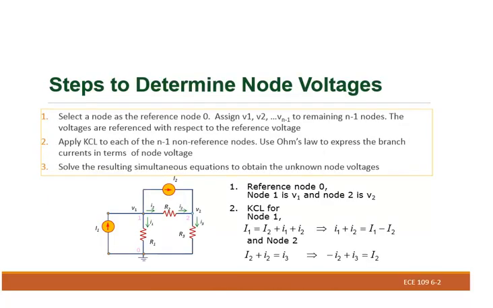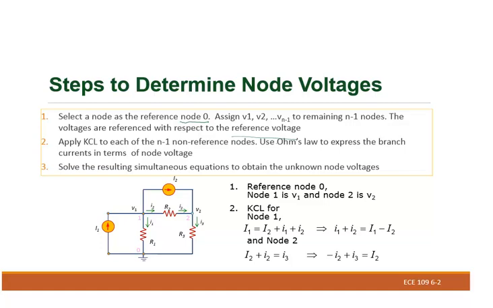Okay, here are the steps to find the node voltages. Number one, select a node as a reference node, 0, first. So we have one node as reference. The remaining nodes, we're going to assign them 1, 2, 3, which means the voltages at those nodes will be V1, V2, V3, all the way to Vn minus 1. So the voltages are with respect to the reference.